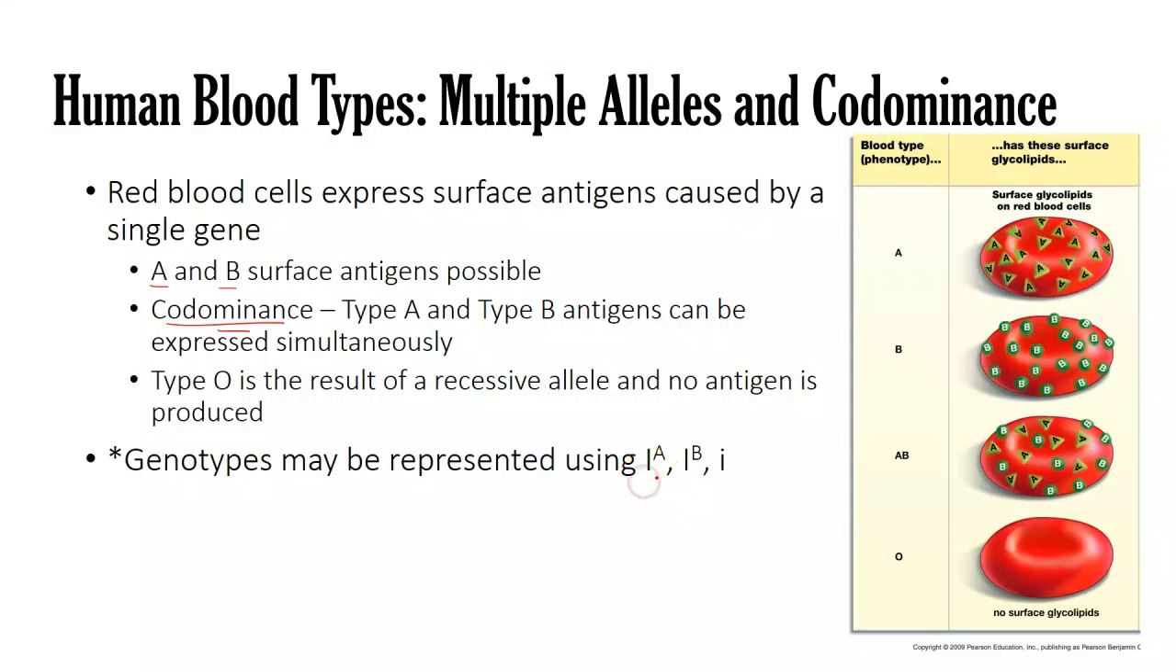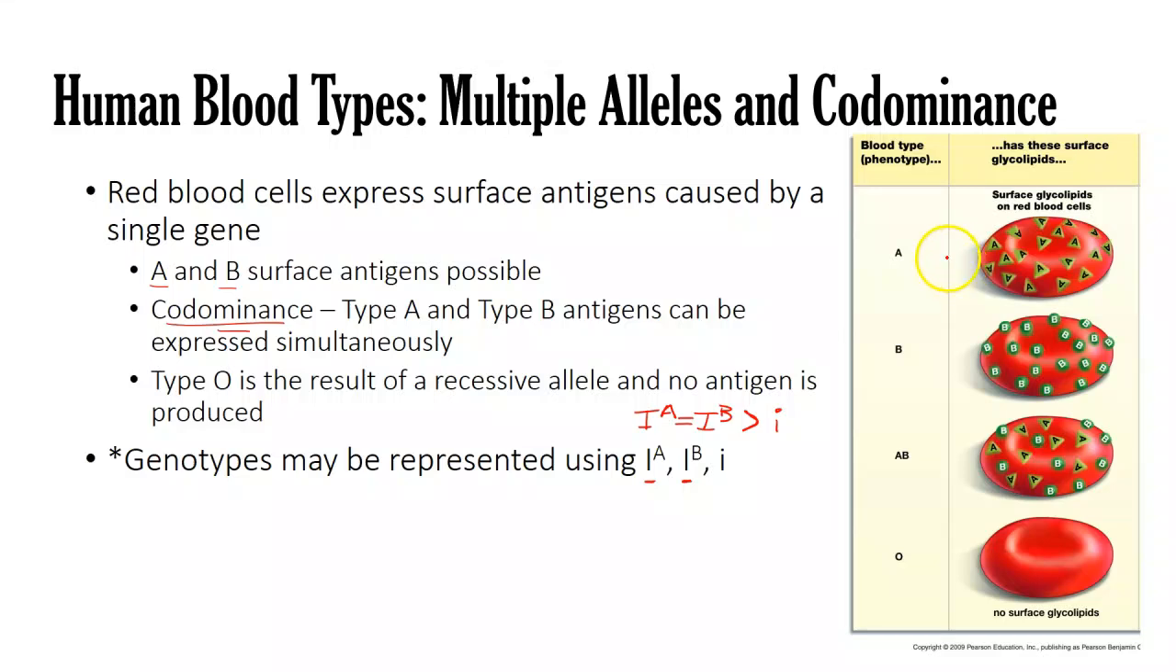The A allele is big I superscript A, and the B allele is big I superscript B. Note that I have two capital letters. These two are going to be equally dominant. So if I was going to make my spectrum here, I^A and I^B are equally dominant, but both of them are more dominant than the recessive little i. Okay, so let's write in our blood types, and this is something you can fill in your table.